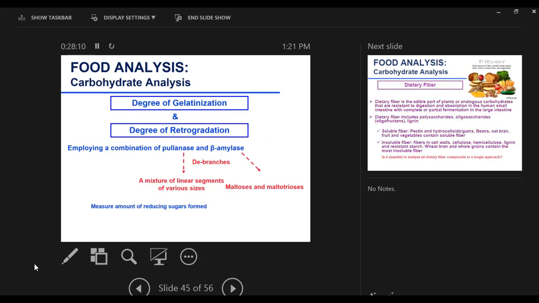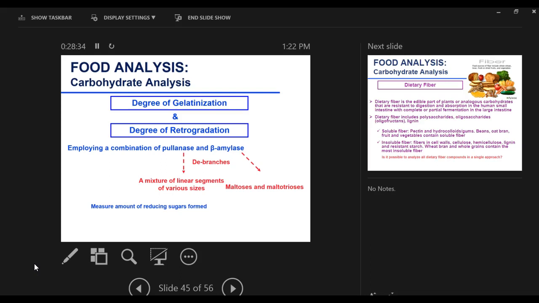So, if you remember, last time we asked, do we use the same method to measure degree of gelatinization and degree of retrogradation? The answer is yes. So the same method is used to determine either degree of gelatinization or degree of retrogradation. How does that work?